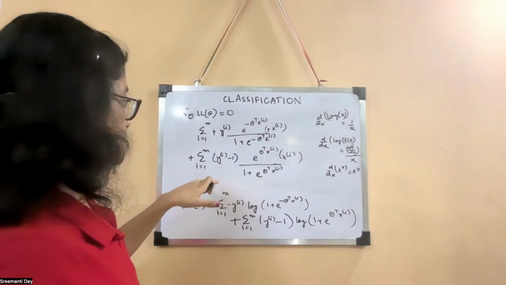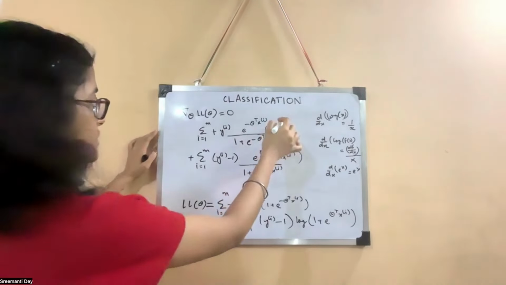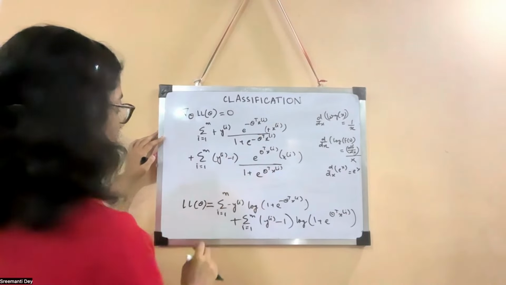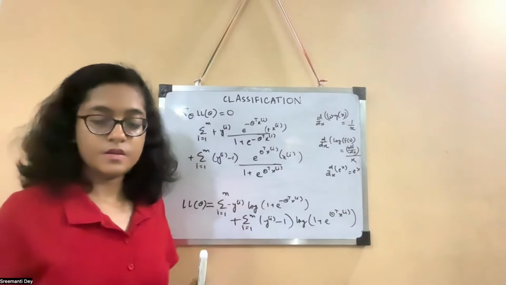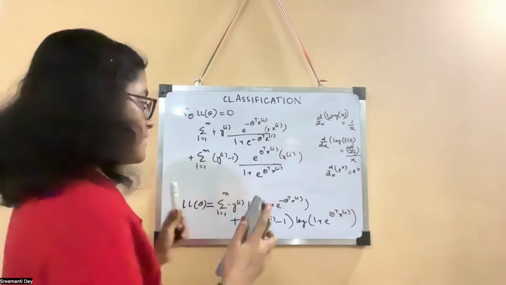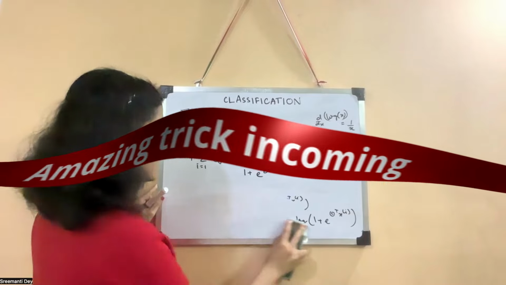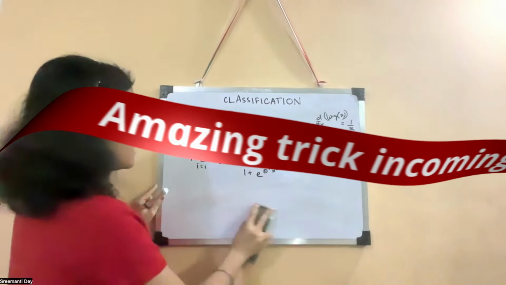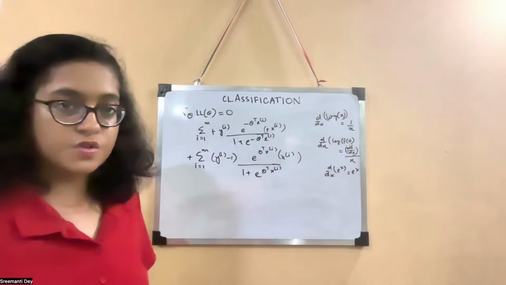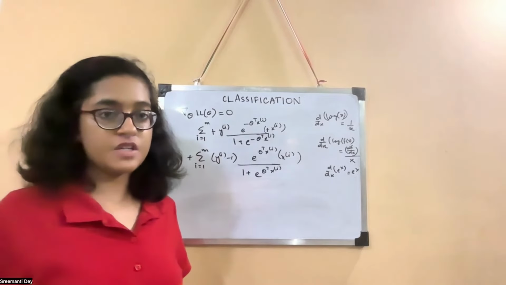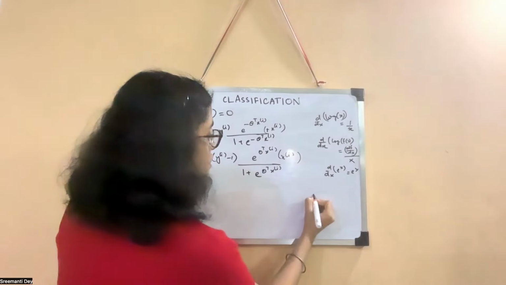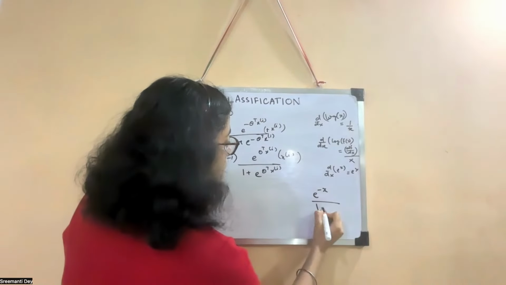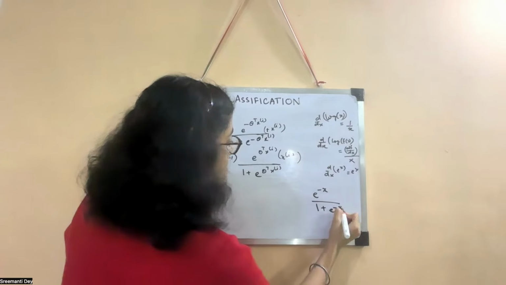Now, if you see, this term and this term are similar, so we're going to club them together. Now, we are going to use a trick. Listen very carefully, otherwise you will miss it. I'm going to use a very simple, very old trick, but I'm going to use that. So if you see here, what do we have? e to the power minus x, 1 plus e to the power minus x, right?